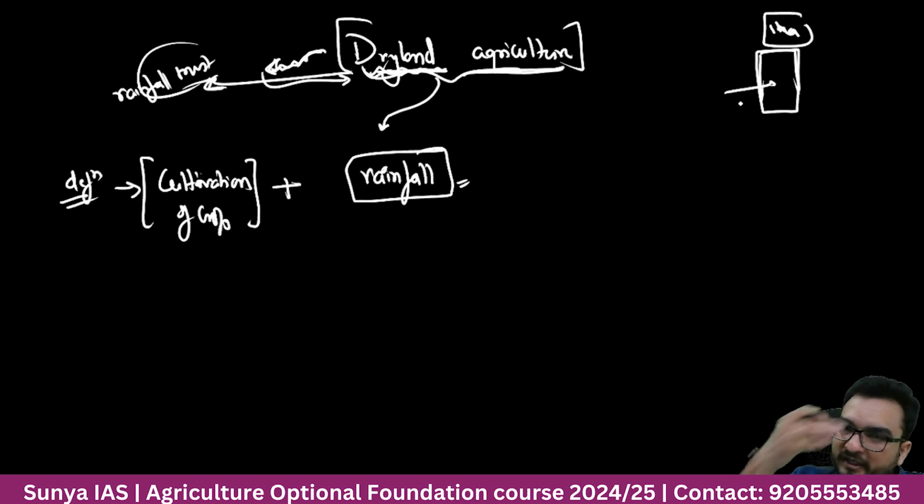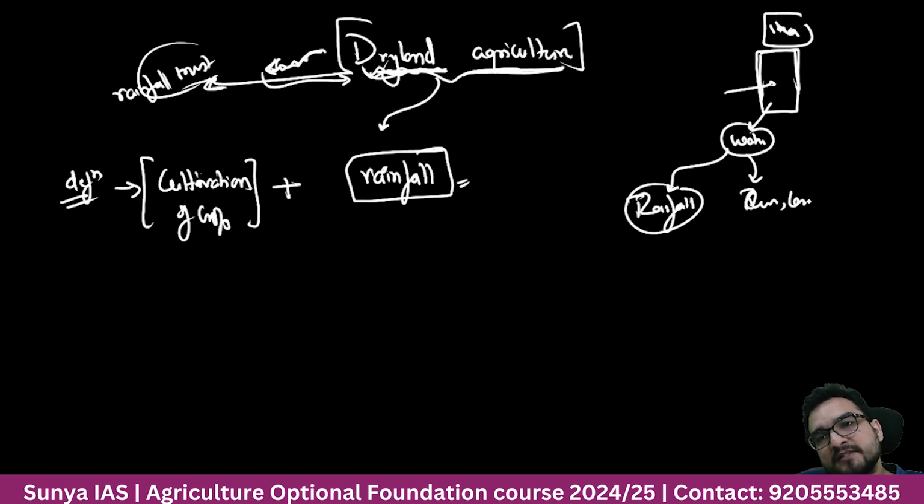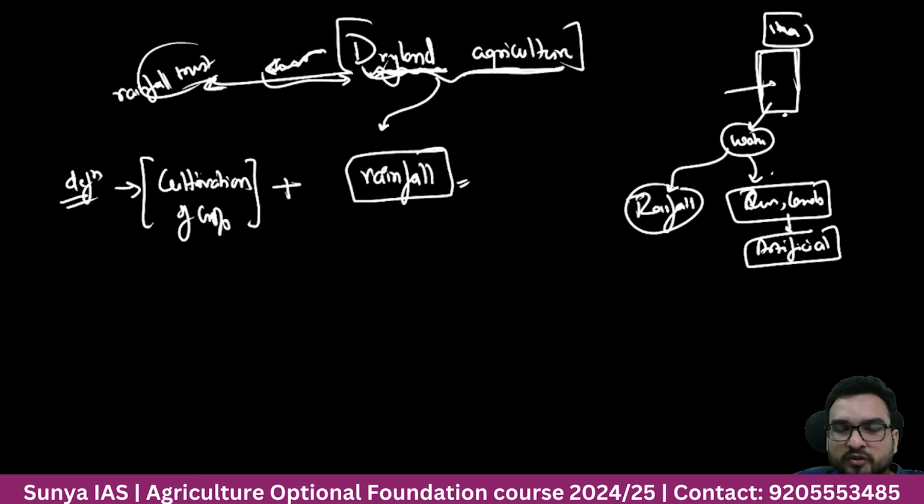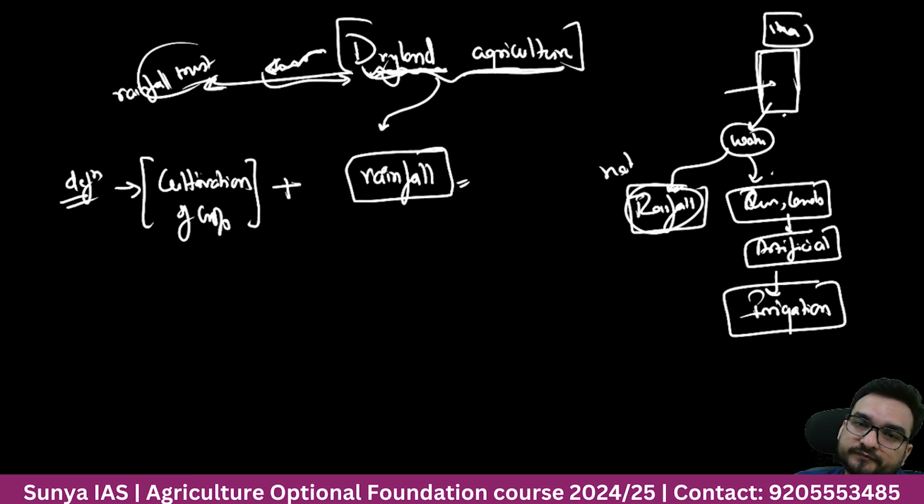So there is automatically a water requirement for the crops to grow. This water requirement for the crops is fulfilled in two ways. Either from rainfall directly, or I can give it through rivers, canals, right? These are artificial methods. And these artificial methods of supplying water to the field are known as irrigation only. So one method of supplying water to the field is irrigation. The second method is rainfall directly, the natural way.